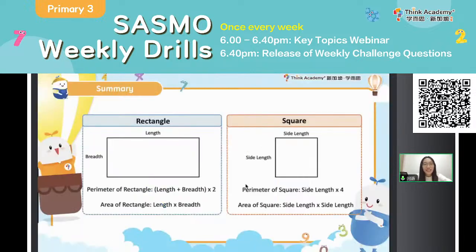So following this, let's have a final summary. Actually, you see that when it comes to such a topic, basically you need to know the formula to figure out the perimeter of a rectangle, the area of a rectangle, the perimeter of a square and the area of a square. Okay. Here, particularly, you need to be clear about what is the meaning of perimeter. That is all the sides around the figure. Okay. And what is the meaning of area? That is about the space.